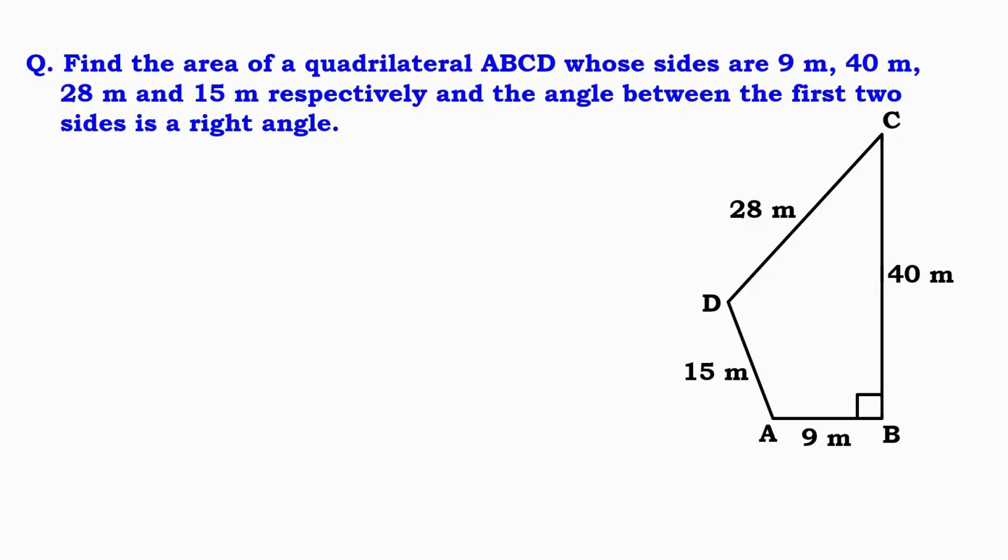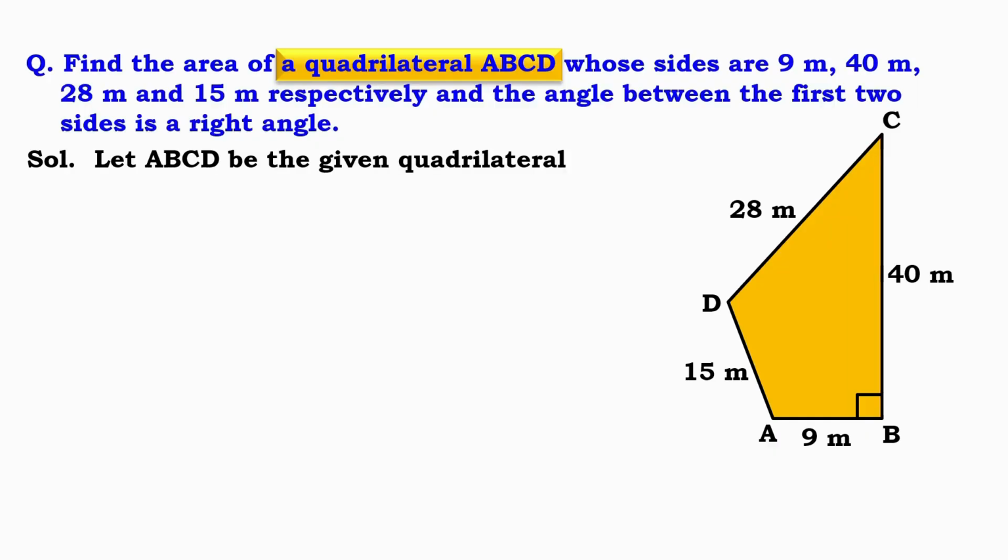So the figure is given. If the figure is not given, you have to draw the figure based on the question given. So if you check, this is the quadrilateral where the angle between the first two sides is a right angle. So one angle is 90 degrees and all the sides are given over here. Okay, so now this is the quadrilateral ABCD.